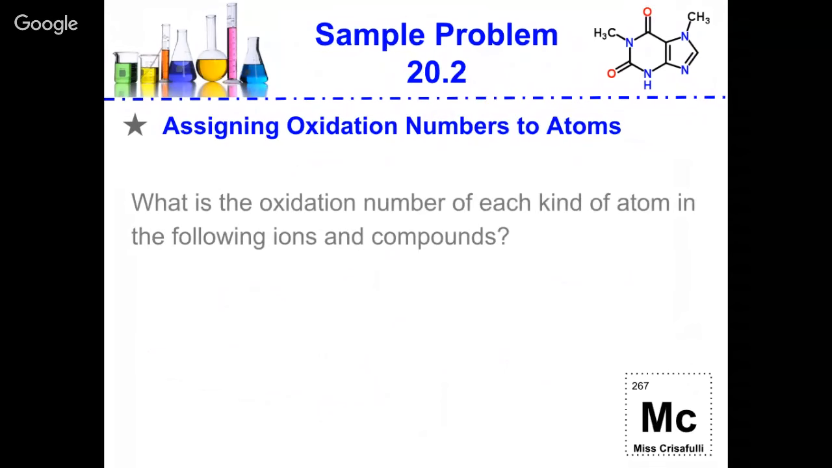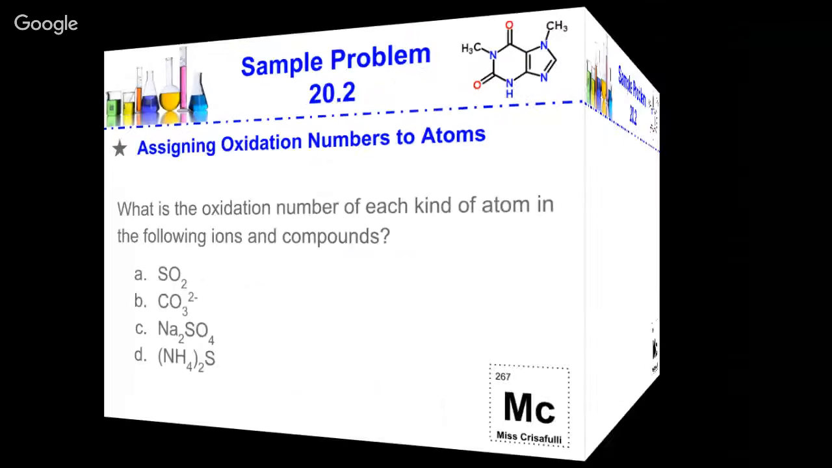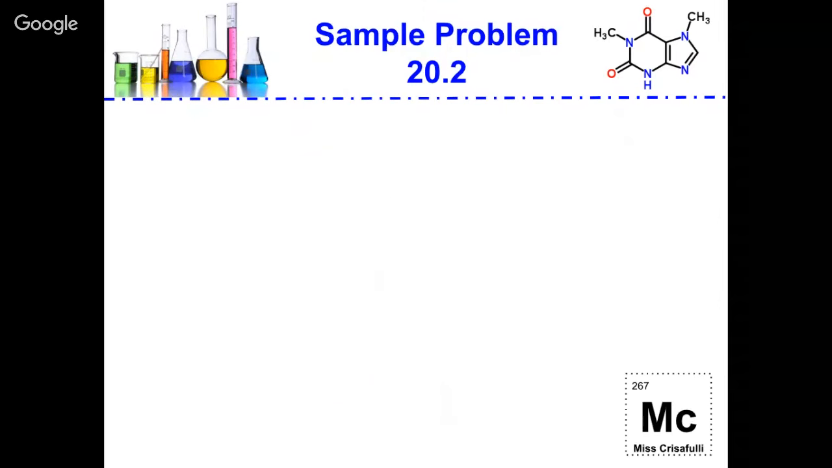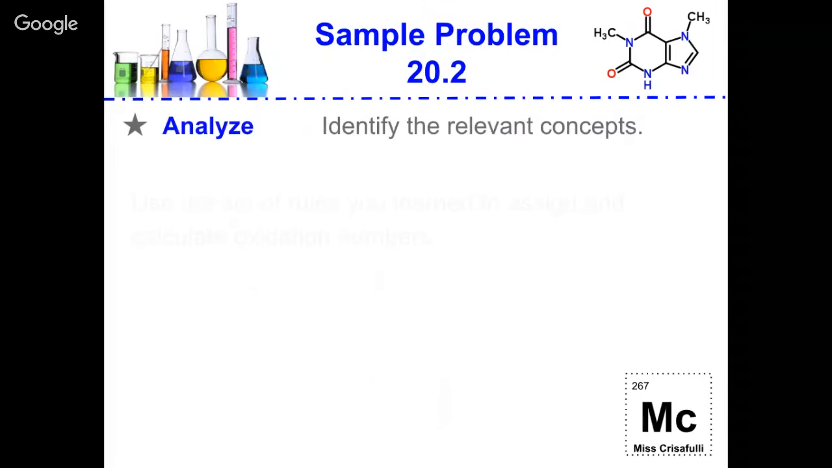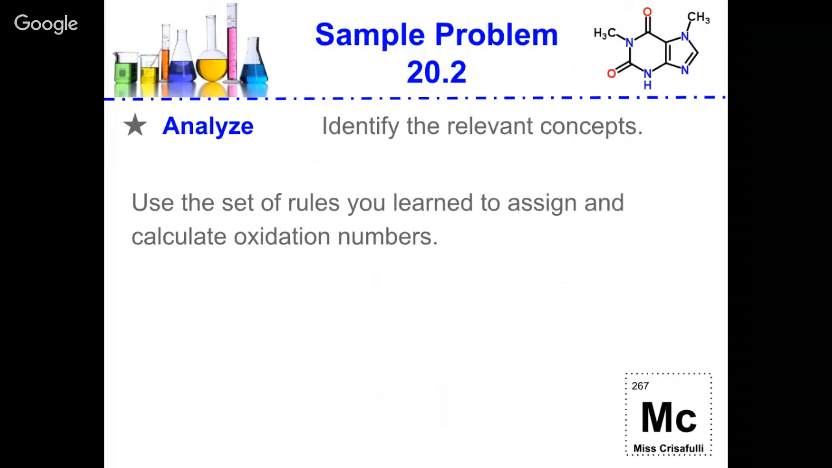So what is the oxidation number of each kind of atom in the following ions and compounds? SO2, CO3 2-, Na2SO4, and (NH4)2S. So we're going to have to go through each individual element in these compounds to determine their oxidation states. So we're going to use the rules to assign oxidation numbers.